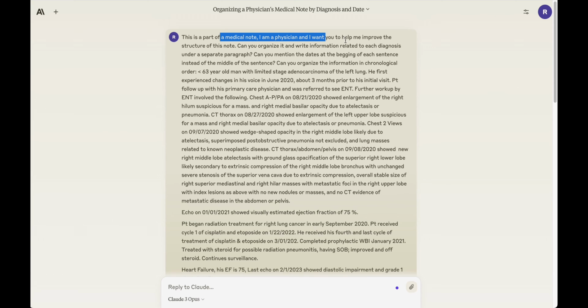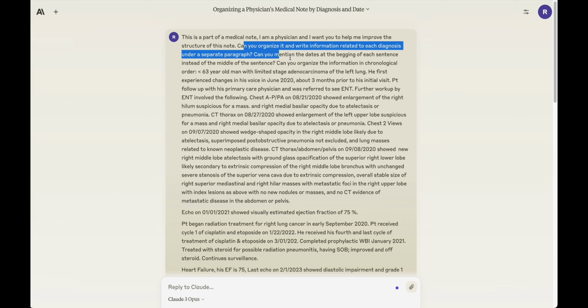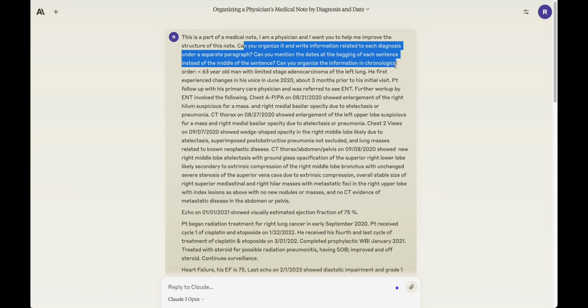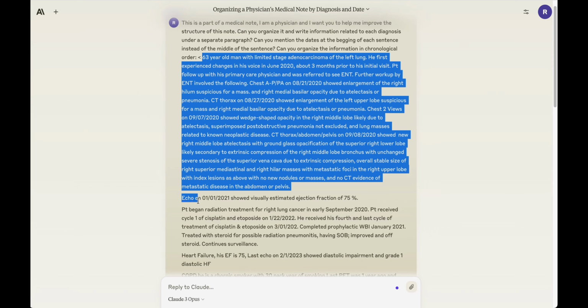And I started saying that I want you to help me improve the structure of this note. Can you organize it and write the information related to each diagnosis under a separate paragraph and mention the dates at the beginning of each sentence instead of the middle of the sentence? Can you organize the information in chronological order? And this is the way I like to write my medical notes: in bullet points and always in chronological order, and the dates are at the beginning of each sentence. And after that, I pasted the note here.